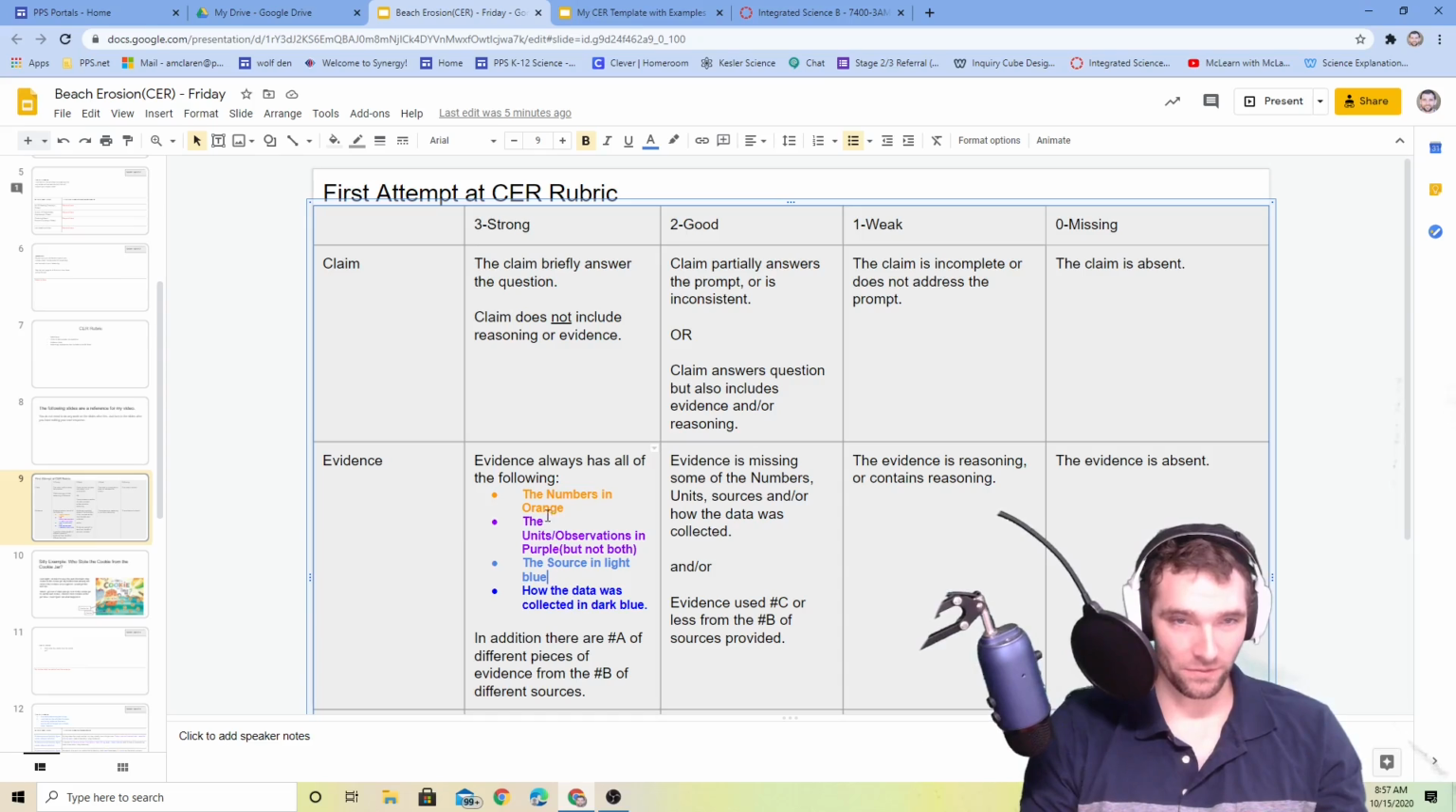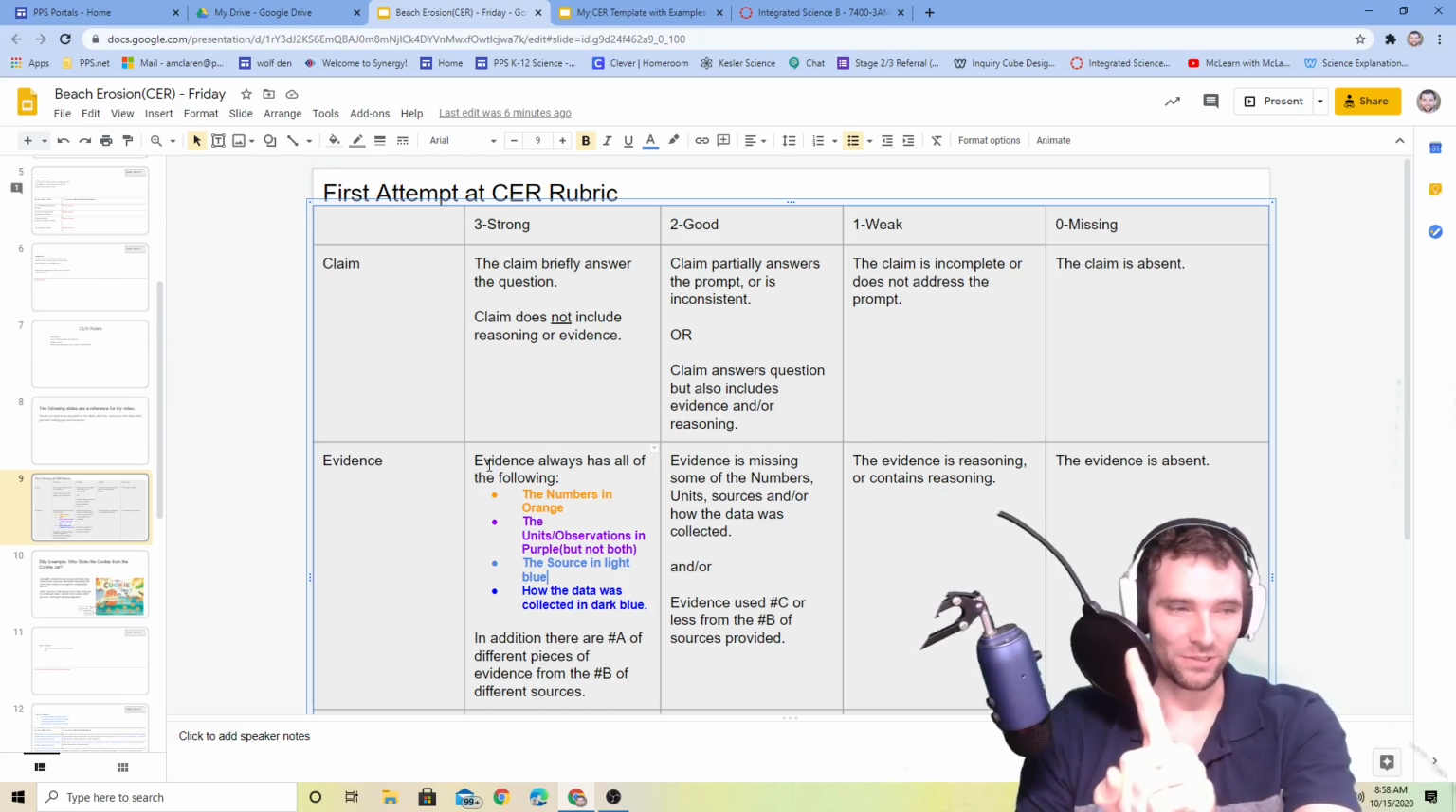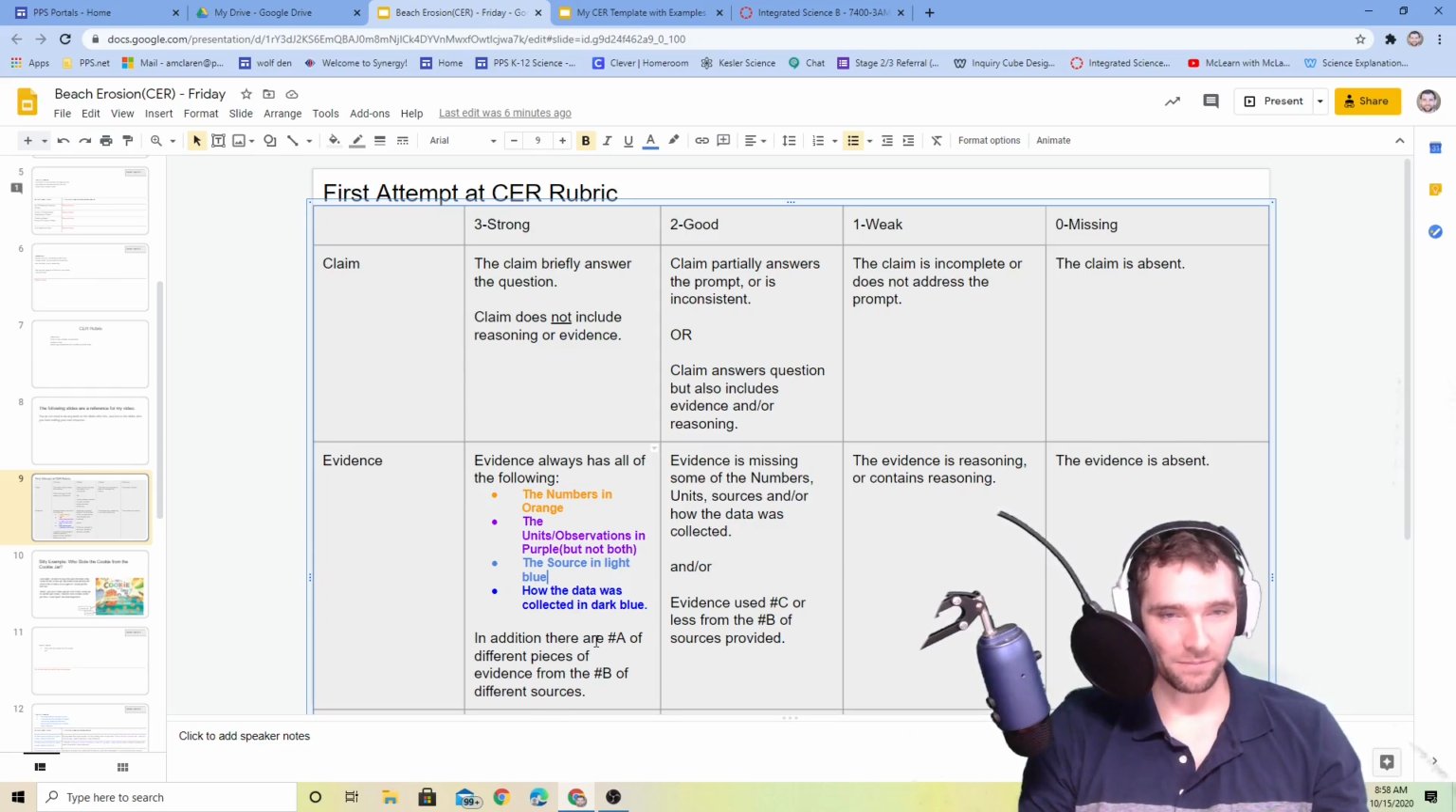If you aren't getting all of those components, if you're getting part of those components, then you're probably in the good category. So the strong category, the color coding lets you make sure you get all 4 of those parts. And if you're missing some of those parts, you're probably going to be in the good category. Also, if you have one really good piece of evidence, that isn't going to make a strong argument. So depending on the prompt, you're going to have different numbers of evidence that I'm telling you that you need. I know this is kind of confusing with the ABC. Don't really worry about that for now. Basically, it's just saying you need 3 different pieces of evidence or 4 different pieces of evidence.